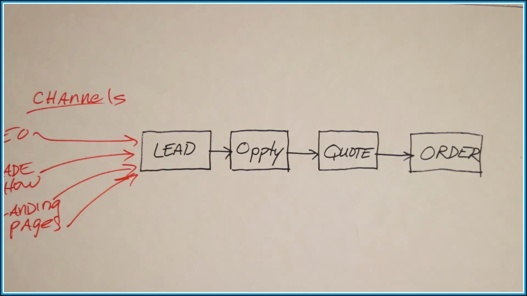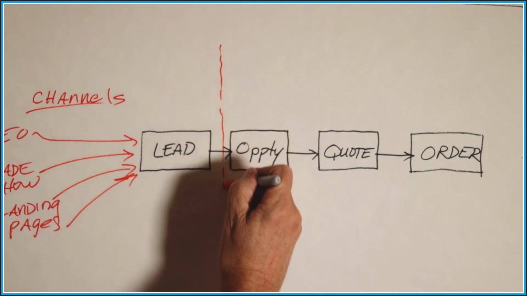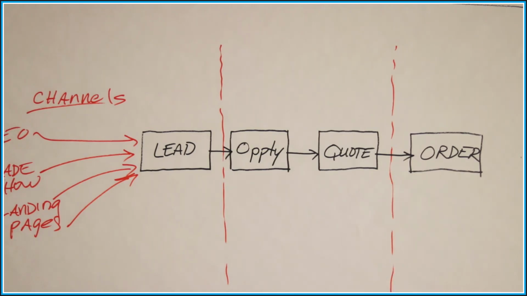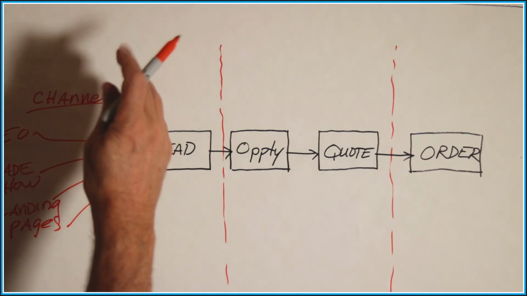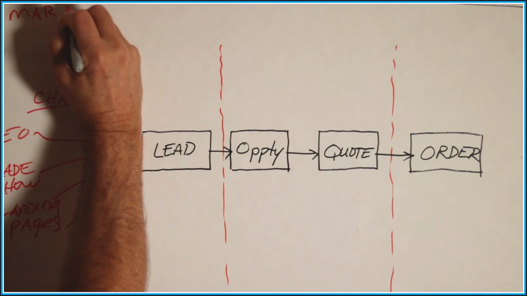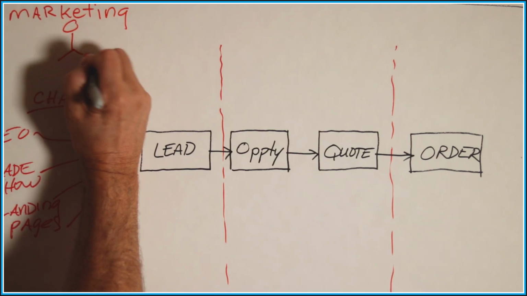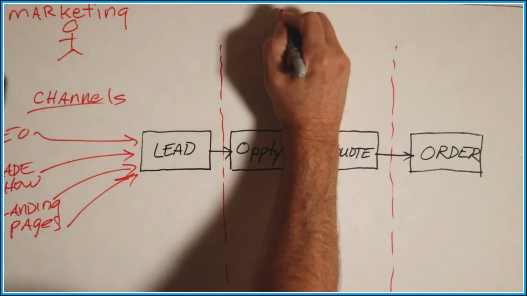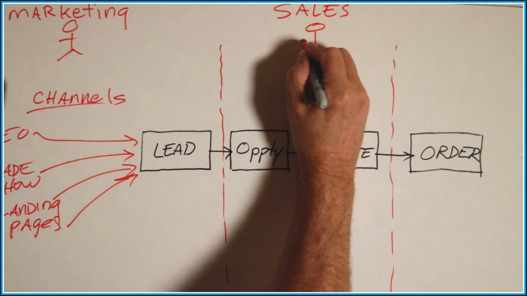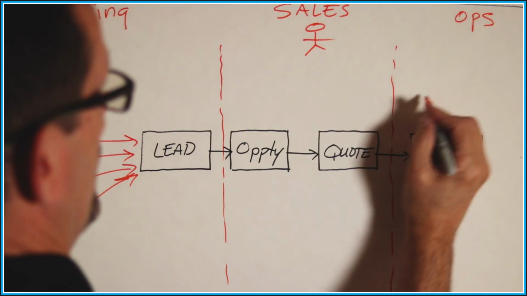So the next piece, once you've understood channels, is to understand who's playing what role within your company or your teams. So I'm going to draw these little imaginary lines here. On this side of the first line you have the marketing department, and I'm going to just draw a little person there. In the middle area, we have sales. And at the end would be operations or delivery or whatever you want to call it.